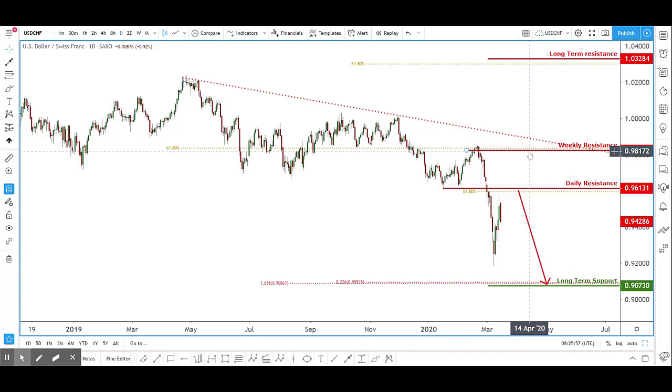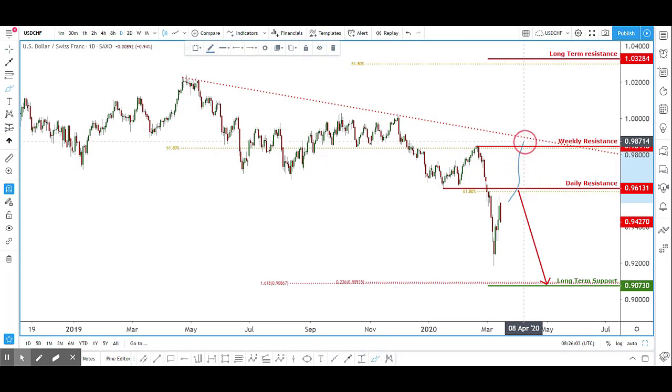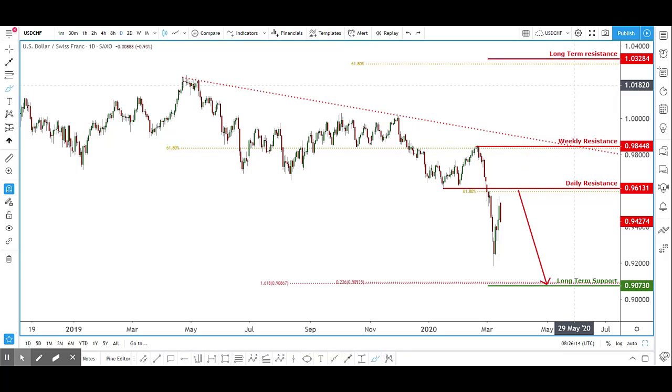Why I put the weekly resistance here as our stop loss is because if price were to go up and break above the weekly resistance, it will mean that price has also broken the long-term descending trend line and our bearish idea is invalidated, and we can possibly see price rise towards the long-term resistance. Otherwise, as long as we're below the weekly resistance, below this long-term descending trend line, we're overall generally bearish.